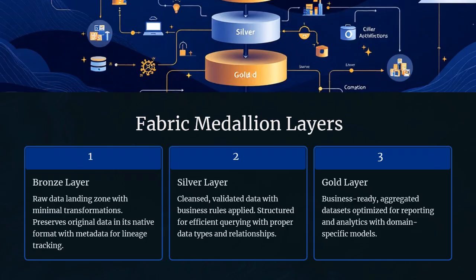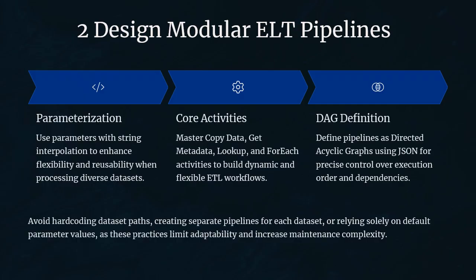When designing ELT pipelines in Microsoft Fabric, modularity and flexibility are key to building scalable and maintainable workflows. Start with parameterization. Use parameters with string interpolation to make your pipelines adaptable to different datasets without rewriting code. This boosts reusability and efficiency. Master core pipeline activities like copy data, get metadata, lookup, and for each. These allow you to create dynamic ETL workflows that can handle diverse processing logic.